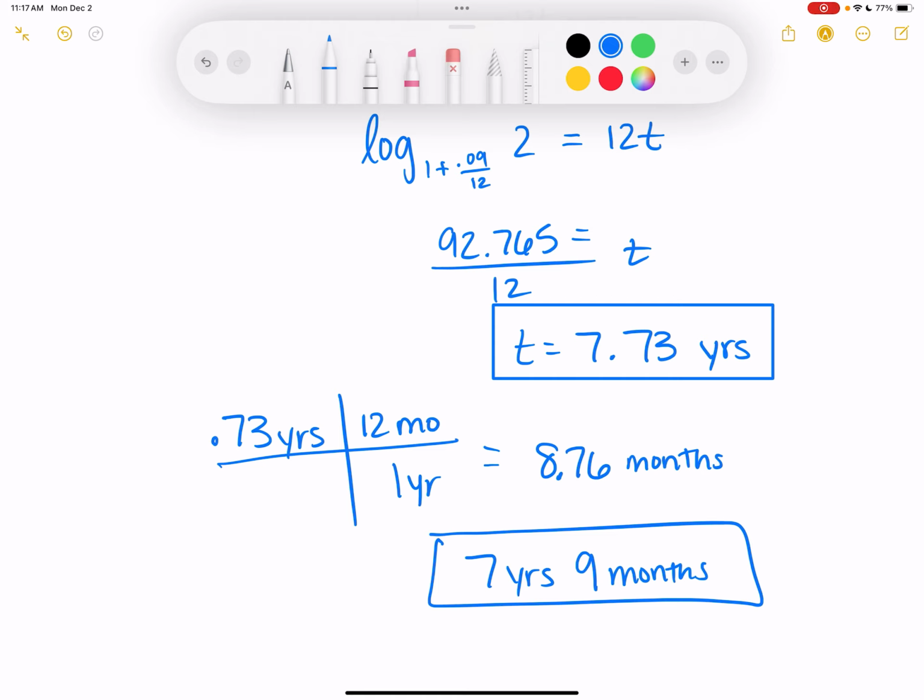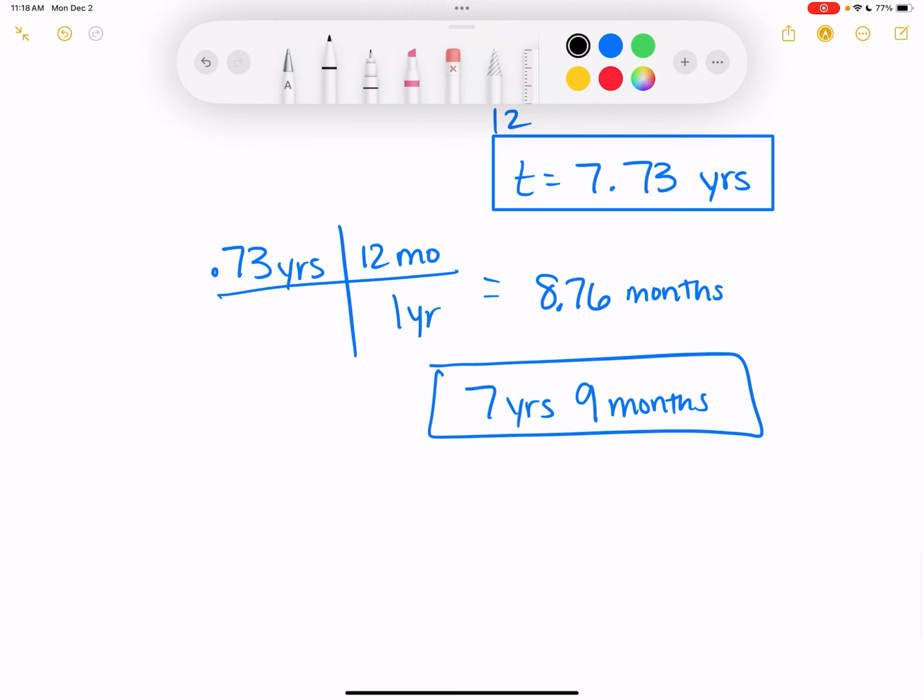All right, next one. Again, I'm not going to write the whole thing out, I'll just write out important information. The president of a bank has $18 million in his bank's investment portfolio that he wants to grow to $25 million in 8 years. What interest rate compounded annually does he need for this investment?